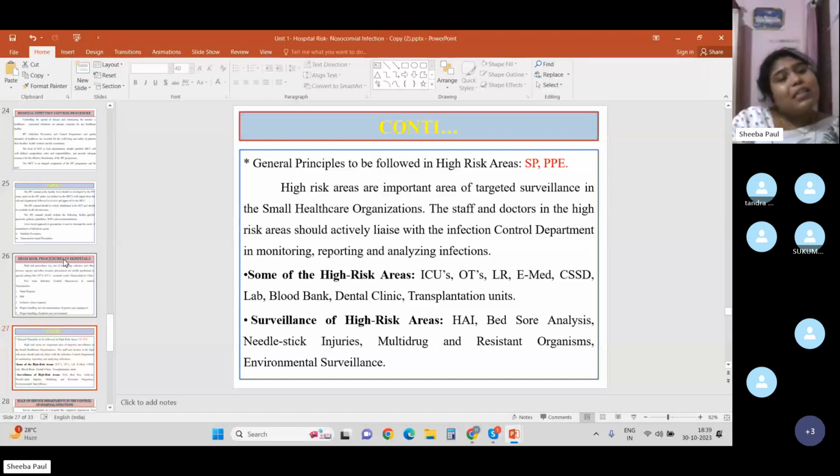So surveillance is nothing but keeping a check on hospital acquired infections, keeping a check on bed sore analysis, keeping a check on needle stick injuries, and also making sure that the person's immunity is not compromised, because if the person's immunity gets compromised, antibiotics will no longer work for him, and then the whole treatment regimen has to be changed.